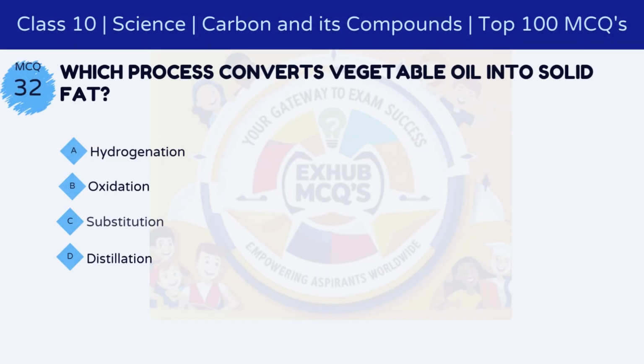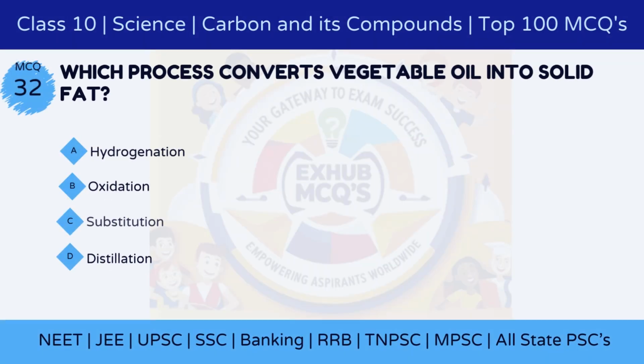MCQ 32. Which process converts vegetable oil into solid fat? Option A, hydrogenation. Option B, oxidation. Option C, substitution. Option D, distillation.